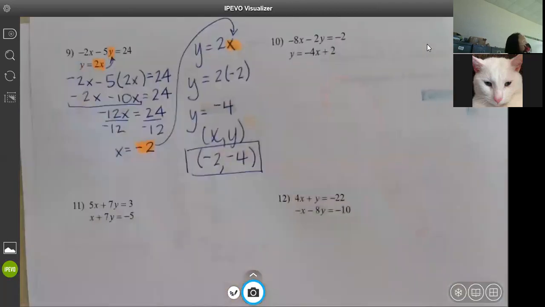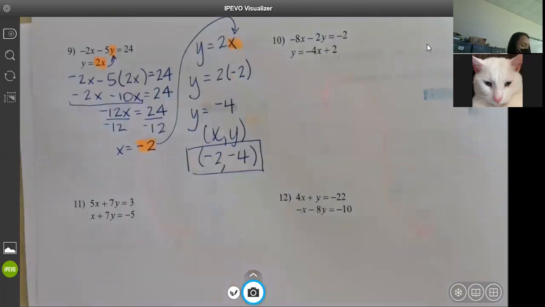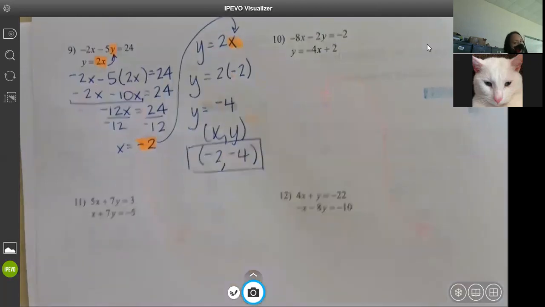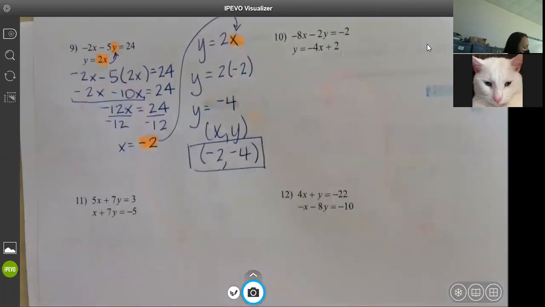That's literally all you do. All right, so then you have questions like 11 through 15 where they don't have anything solved, like it's not y equals or x equals or anything like that. So you have to make it into that. So one of them you're going to have to make that way. So here's what you're going to do.